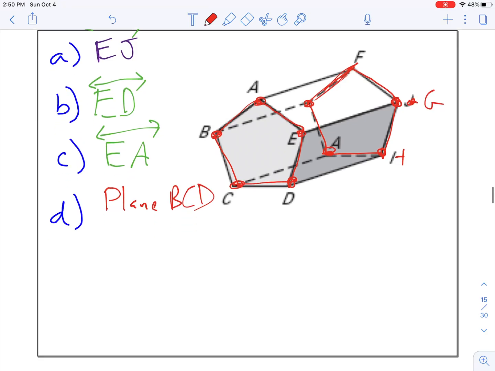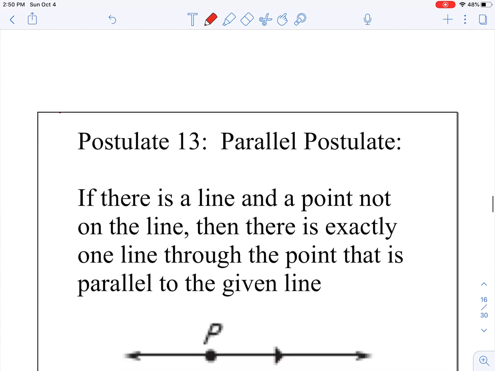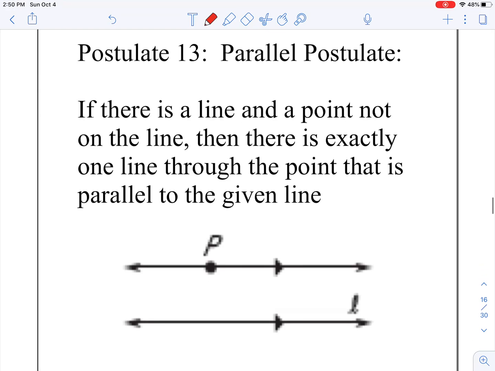Next idea is what's known as your parallel postulate. A parallel postulate was basically what we went over in our opener. If there is a line and a point not on the line, then there is exactly one line through the point that is parallel to that given line. So if I have my line L, and my point P, I can only draw one line, being this line right here, that is parallel to line L and also goes through point P.